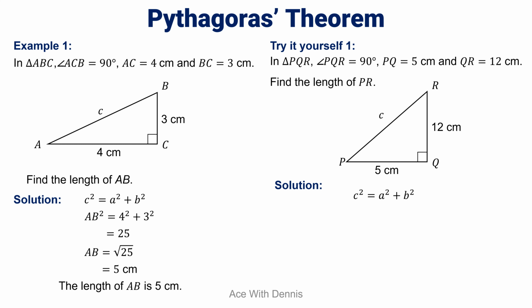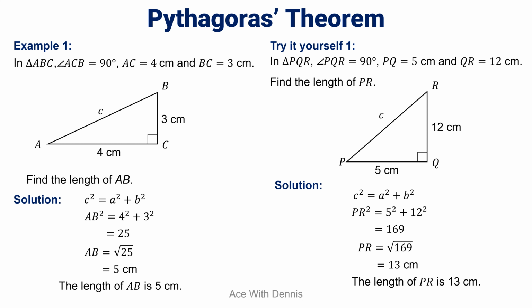Alright, so here's the solution. First, start with the Pythagoras theorem formula: C squared equals A squared plus B squared. So the hypotenuse C is PR. Hence, the equation becomes PR squared equals 5 squared plus 12 squared, which is 169. Hence, PR is the square root of 169, which is 13 centimeters. So we can say that the length of PR is 13 centimeters.